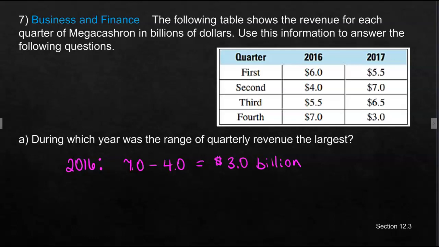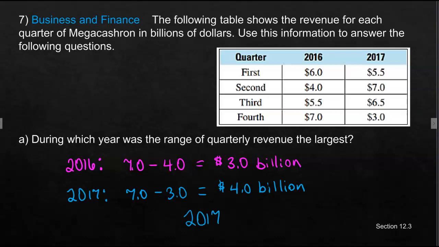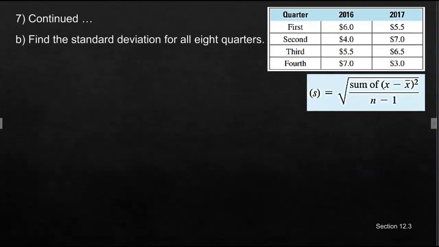And then in 2017, my largest value was also 7. My smallest one is 3 billion, right? So 4 billion. And it said during which year was the range largest, so that was 2017. All right. And then we're going to find the standard deviation for all 8 of them.